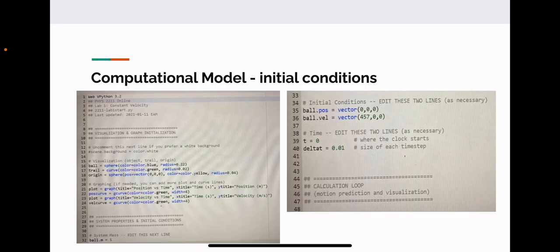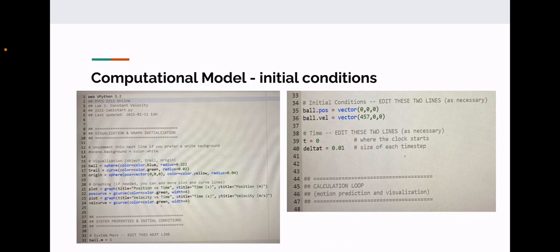To form a computational model, I used GlowScript, a Python-based website, to write the program. I set the ball's mass, line 32, to be 1 just for the sake of simplicity and because the mass has no meaningful effect on velocity for what we are concerned about. Next, I set the ball's initial position, line 35, to be 0, 0, 0. The initial velocity can be found in line 36. The velocity is set to 457, and it's important to notice that only the x component has a value. This is because the object isn't moving in the y or z direction, so its position and velocity are both 0 for y and z.